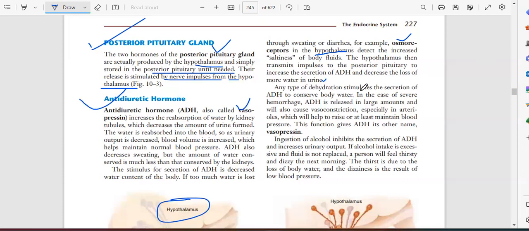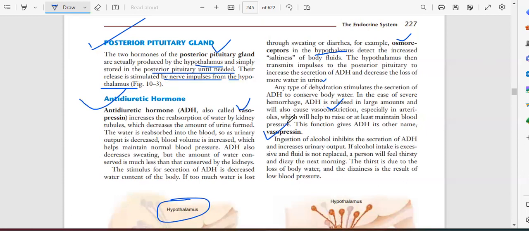Any type of dehydration stimulates the secretion of ADH to conserve body water. In the case of severe hemorrhage, ADH is released in large amounts and it also causes vasoconstriction, especially in the arteries, which will help to raise or at least maintain blood pressure. Another name for ADH is vasopressin.